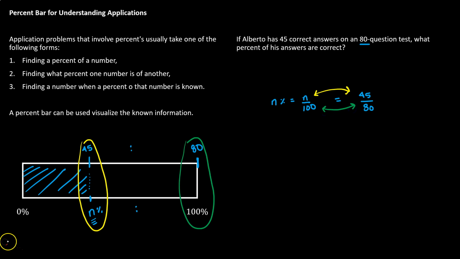This type of problem is different than the last one we did. In this case, we are not finding the percent of a number. Instead, we're trying to find what percent one number is of another. We want to know what percent is 45 of 80.